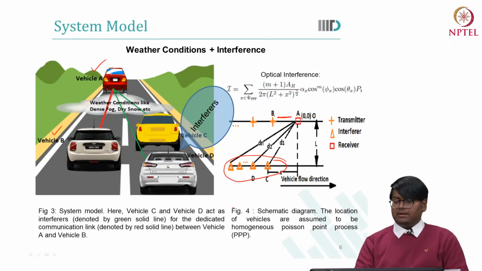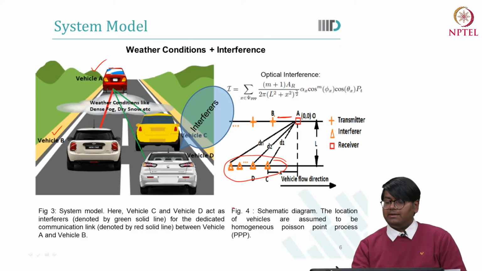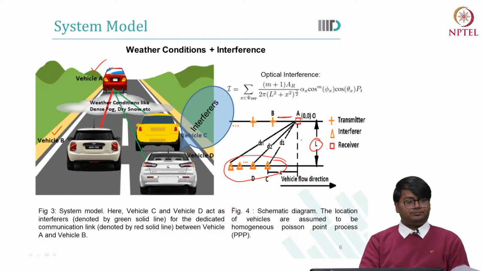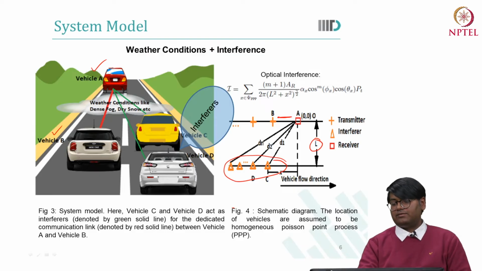Now, I will quickly define some of the parameters that we used for the analysis. Here, L is your interlane spacing and X denotes the horizontal distance of the interferer from the origin, and dn is the distance of the nth interferer to vehicle A. And d1 is the distance from vehicle C to vehicle A. So, that is what we call d1.